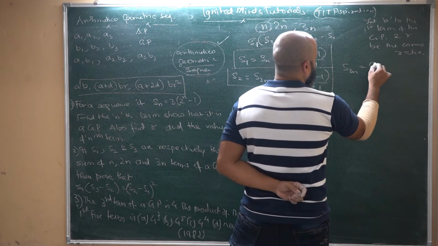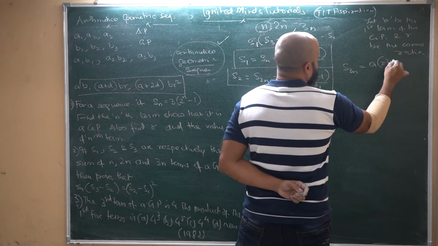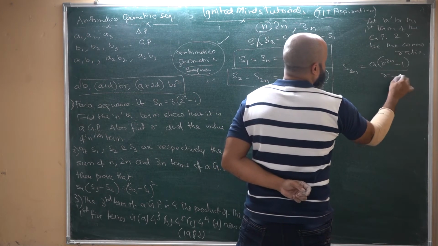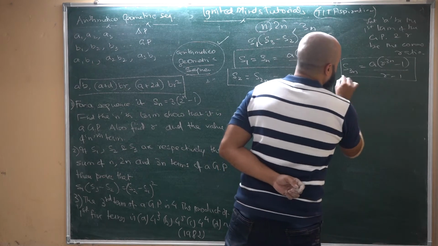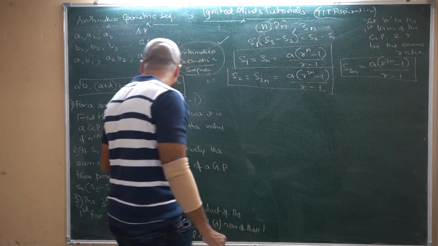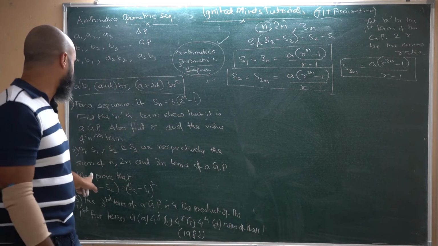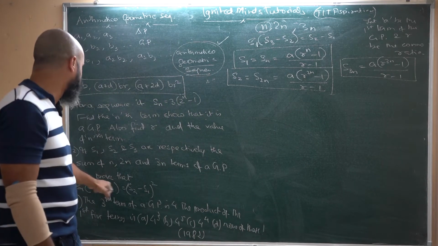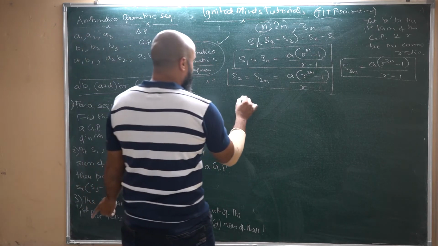S3n is going to be A R^3n minus 1 upon R minus 1. So now we have to actually get this arranged and play around with this. So S1, S2 and S3 are respectively the sum of n, 2n and 3n terms of a GP, then we have to prove this one. So let's go by this.